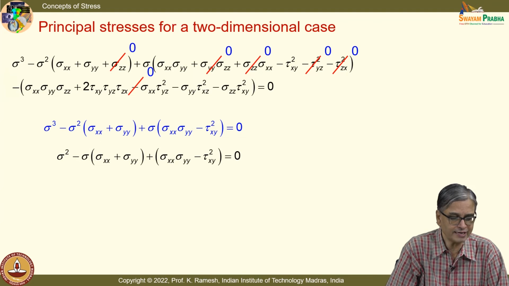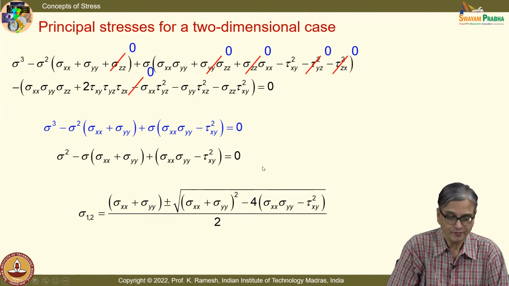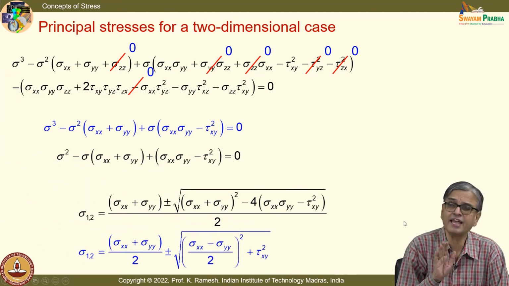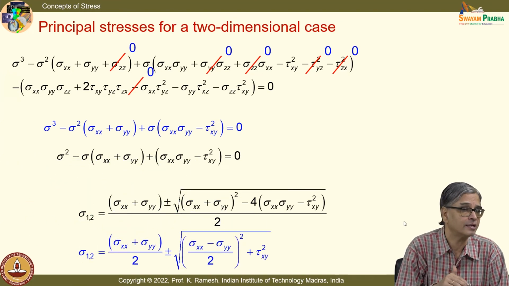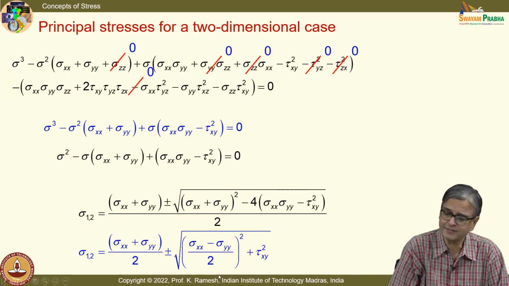So, when you do that directly, I will get sigma 1 comma sigma 2 as sigma x plus sigma y plus or minus square root of sigma x plus sigma y whole square minus 4 into sigma x sigma y minus tau squared xy whole divided by 2. When I simplify this, this reduces to the same expression like what you have got based on the Mohr circle that we have seen earlier. There is absolutely no difference. So, these are very famous expressions.